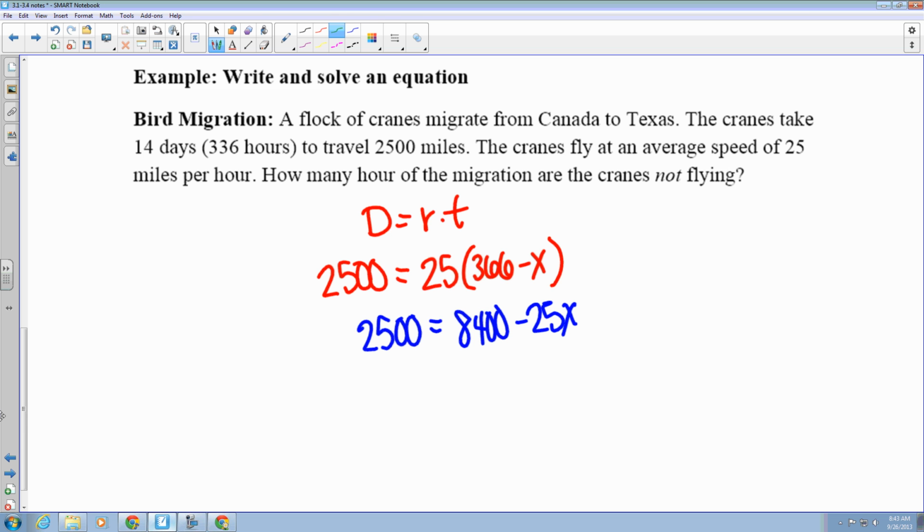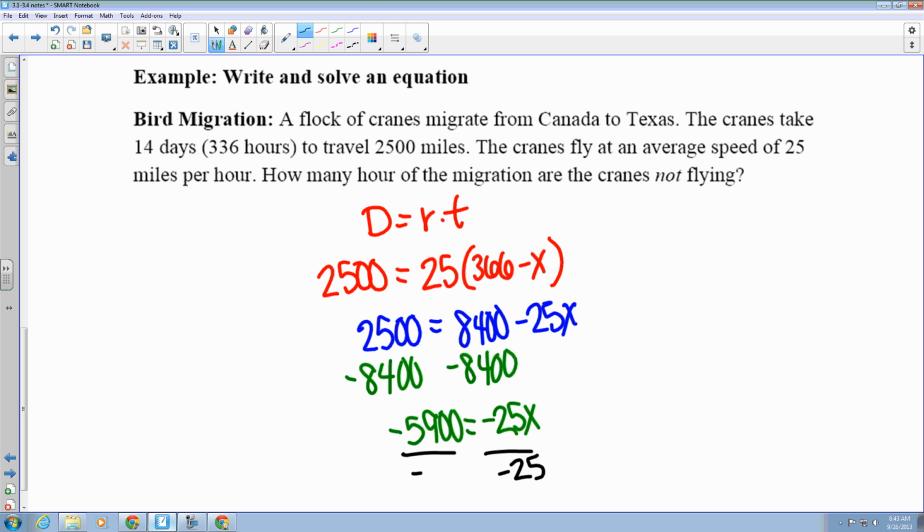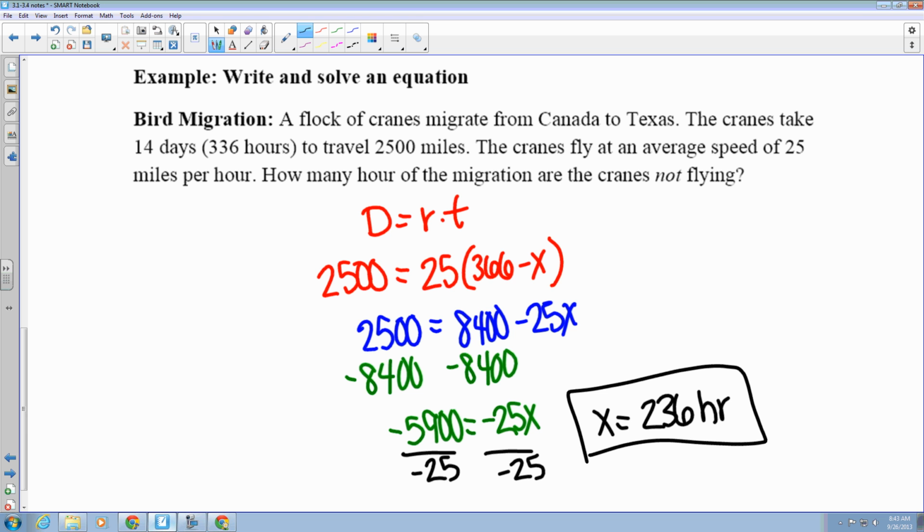Subtract 8,400 from both sides. And we get negative 5,900 equals negative 25x. Divide by negative 25. And x is 236 hours of not flying. And that was all we needed to do for section 3 multi-step equations.